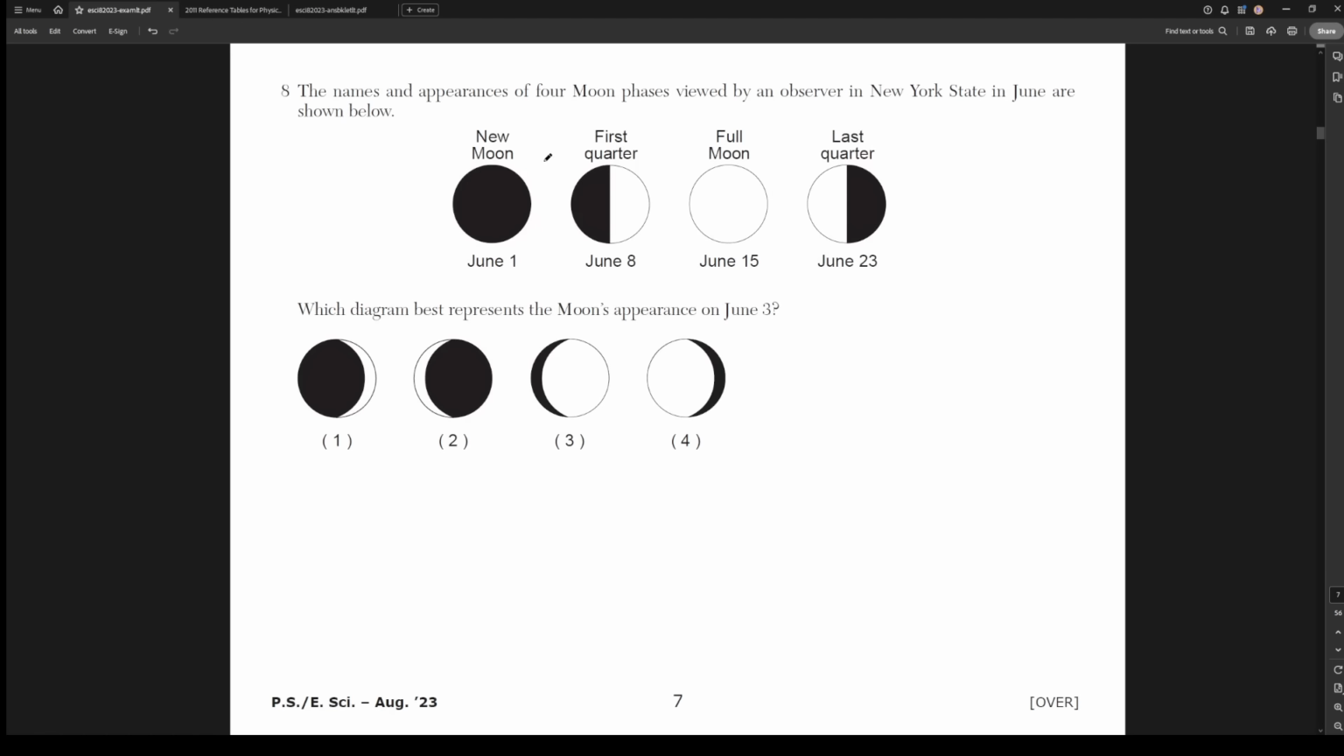Alright, we've got moon phases. Which diagram best represents the moon on June 3rd? So there's a little pattern here. New moon, first quarter, June 3rd would be right here. We need the phase in between those, which would be the waxing crescent. 1. You just have to know your moon phases there. It gets light from the right.